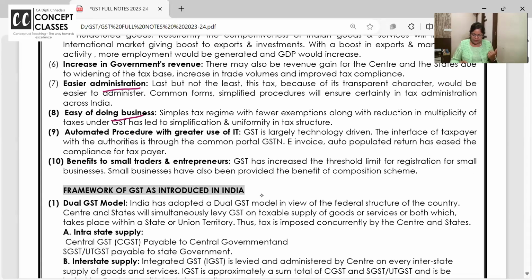I'm repeating, the reason is you need to learn this and write it for the theory question. All the procedures in GST are automated. This you have to write: great interface. Everything is on the GSTN portal and it is all very systematic. Of course, when it started, a lot of chaos and confusion was there, but now we can say it is one of the finest systems.